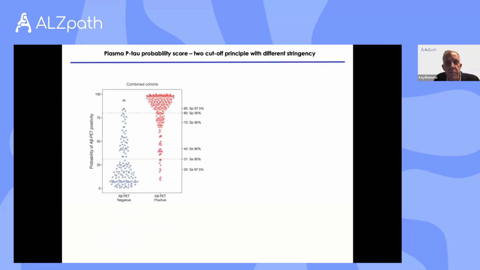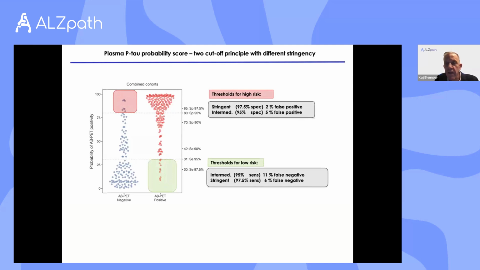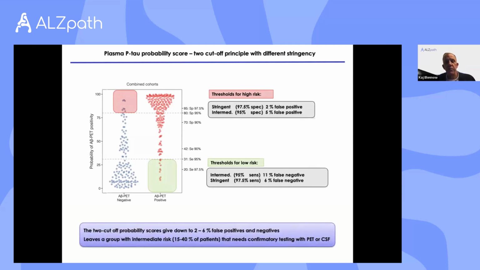So maybe an option is that you do like this. This is the two cutoff principle. So you can identify high-risk patients, and then you can have a low percentage of false positives, low risk patients, and again low false negatives, and then you are left with a group of intermediate risk.